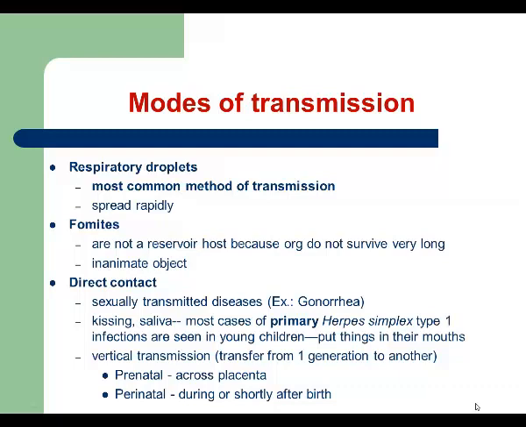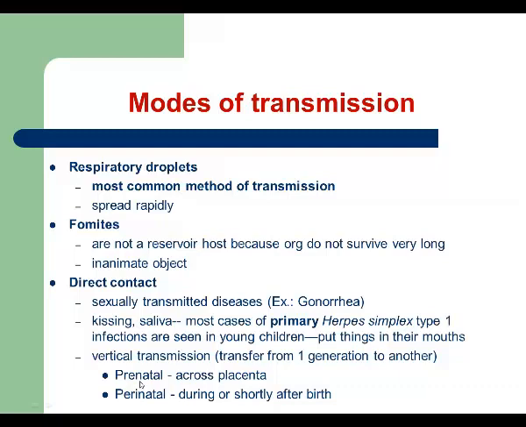Direct contact is the next mode of transmission. As an example, we can use sexually transmitted diseases, such as herpetic infection caused by herpes simplex type 1 or type 2. And vertical transmission also belongs to this group. Vertical transmission means from mother to child, and it can be prenatal or perinatal.